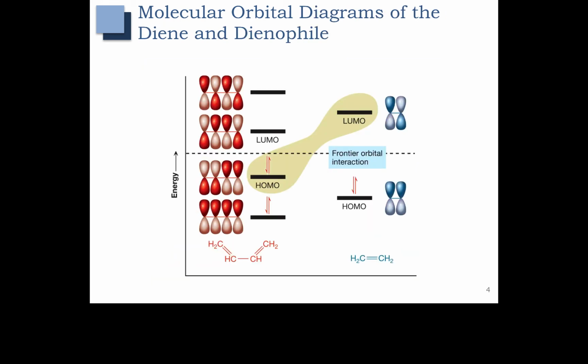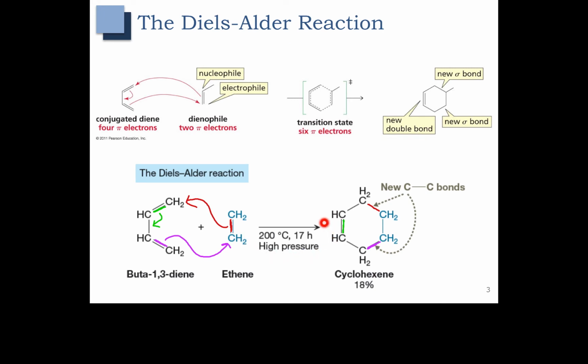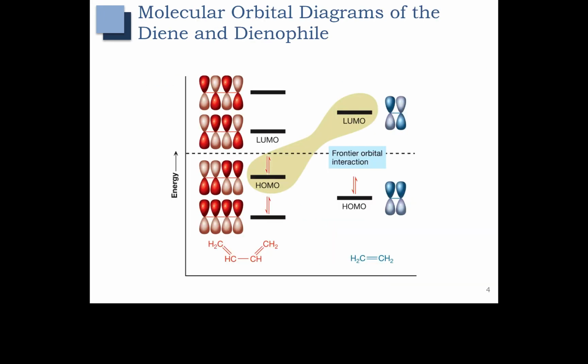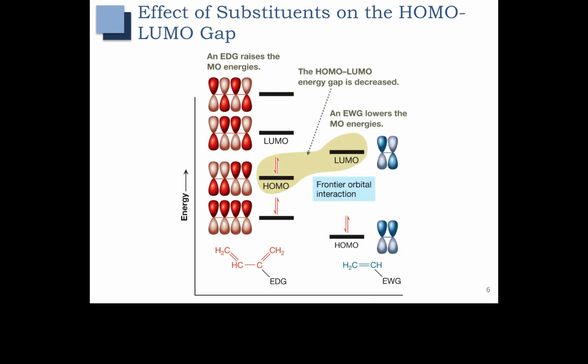If we look at our previous slide, you can see that the difference between the HOMO and the LUMO is approximately the same difference between the HOMO and the LUMO of the dienophile and the diene. So we want to make that gap smaller in order to make our reaction proceed easier. This first example that we saw, we had to use high temperature and high pressure, and if we decrease that HOMO-LUMO gap, our reaction is going to proceed faster. So how do we decrease that HOMO-LUMO gap?